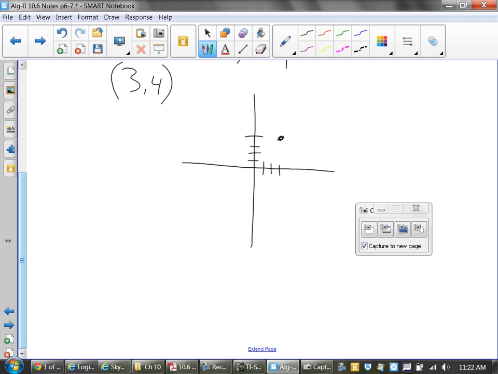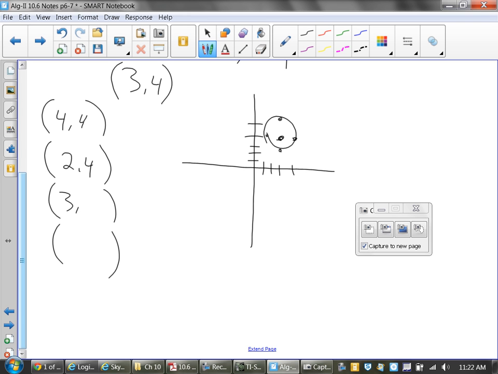And you guys graphed these the other day. They're really easy. We just walk our radius. What's the radius? 1. So my radius goes up 1, right 1, left 1, down 1. And I just label out all 4 of those points. So do 4, 4, 2, 4, 3, 5, and 3, 3.